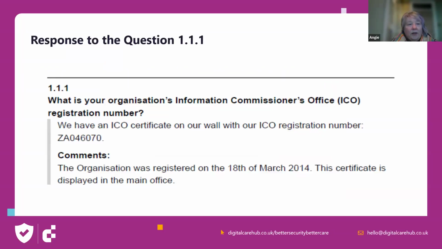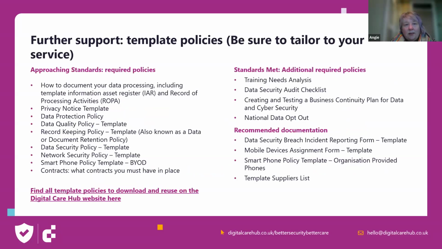Okay, so in the yellow box they have put, we have an ICO certificate on our wall, ICO registration number, blah, blah, blah. And then they've put the date that they were registered on, because that will also remind them that they need to renew it, make sure it's renewed as and when, okay? I'll go to the next one.